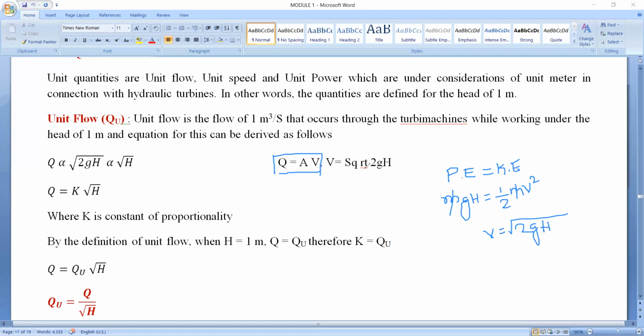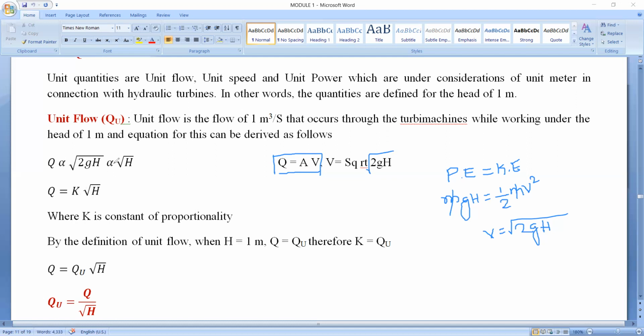Fine, this is the square root of 2gh. Now Q equals area times root 2gh, because the area is constant. If we replace the equal sign and the constant by a proportionality sign, I can write Q is proportional to root of 2gh, and here also root 2g is a constant, so I can write Q is proportional to root of h, or Q equals k times root h.